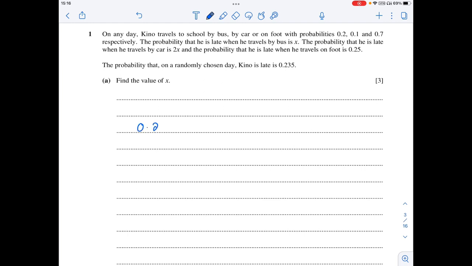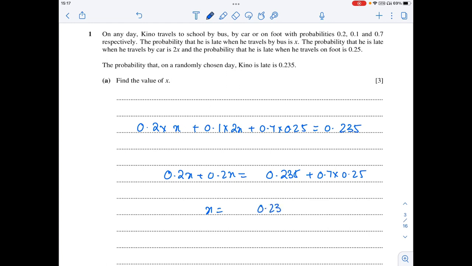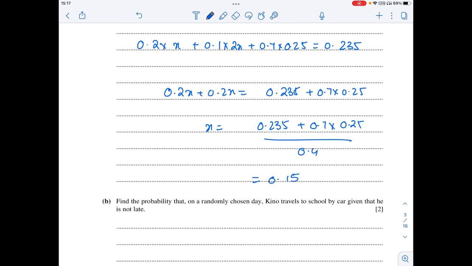So he can be late by traveling by bus or by car or on foot. Simplify that. You should be getting it out. 0.2x plus 0.2x equals 0.235 plus 0.7 times 0.25. So x equals 0.235 plus 0.7 times 0.25 divided by 0.4. Simplify that, you should be able to get the answer 0.15.